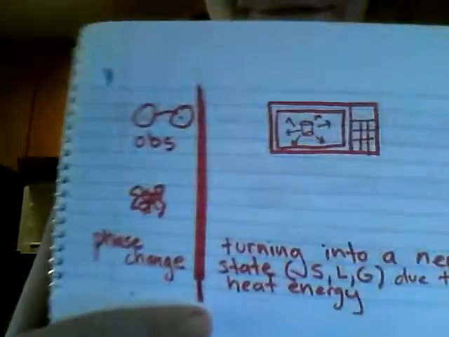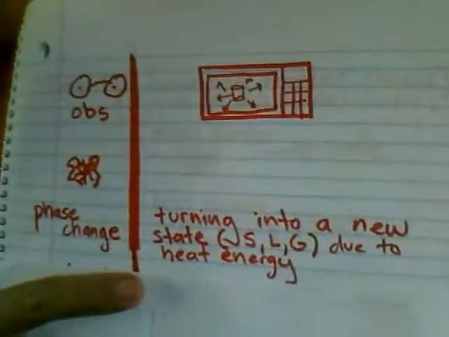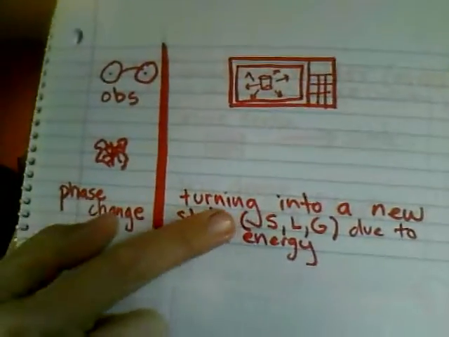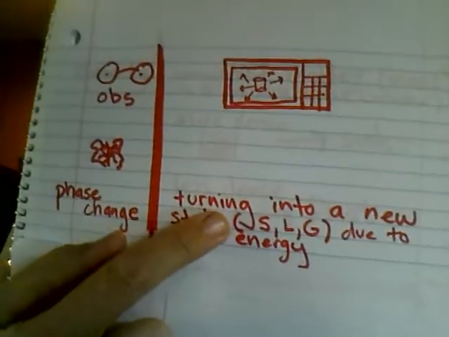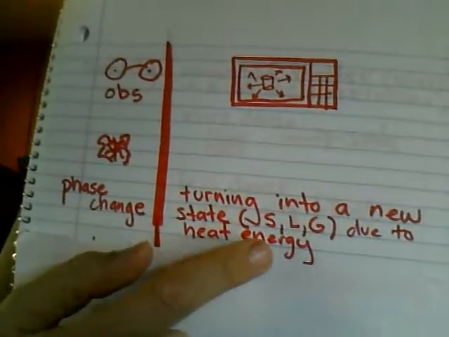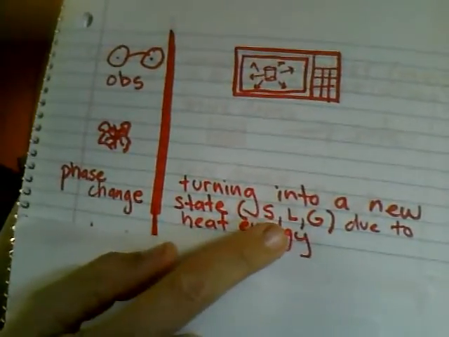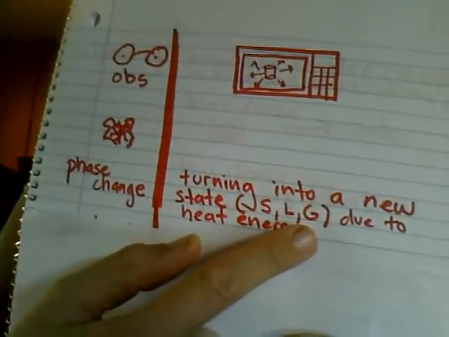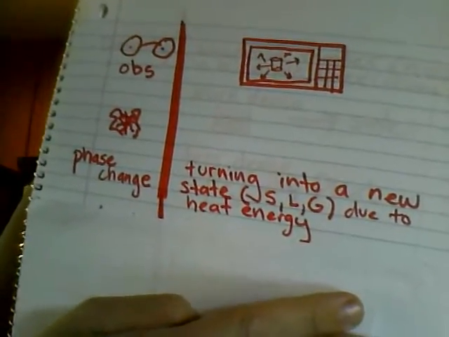Whenever matter expands or condenses due to heat energy, we call that a phase change. And that's our first vocab word for today. A phase change is when we turn anything, any matter, into a new state. Our states are solids, liquids, and gases due to heat energy.